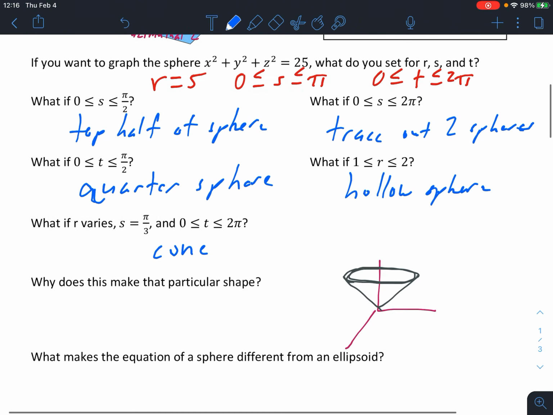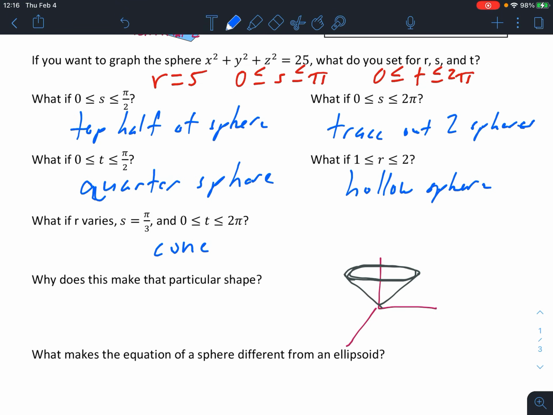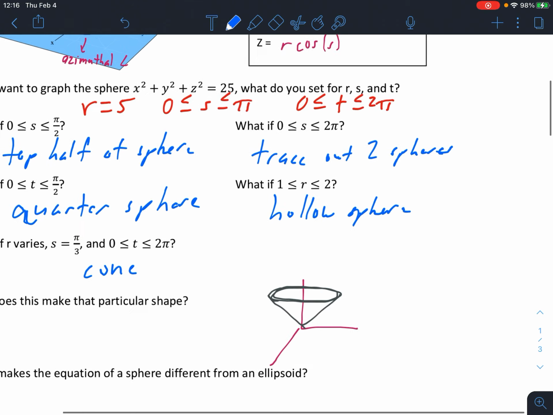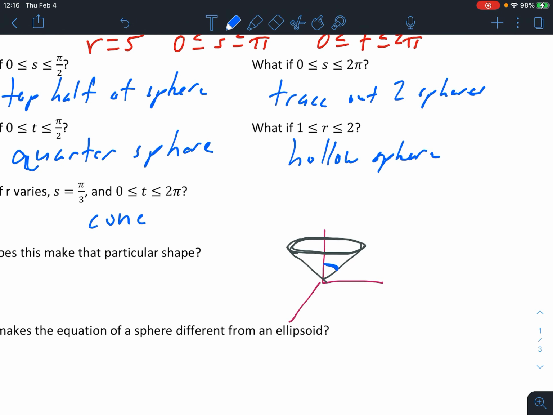You can see here, that's what that picture would look like. So s being pi over 3 means the angle between the positive z-axis and our line there is going to be held steady at pi over 3. And we're just going to spin that around, and as it spins around, it's going to make a cone.